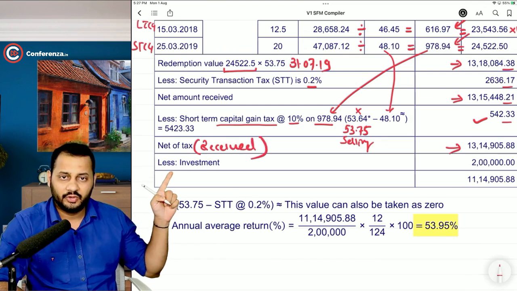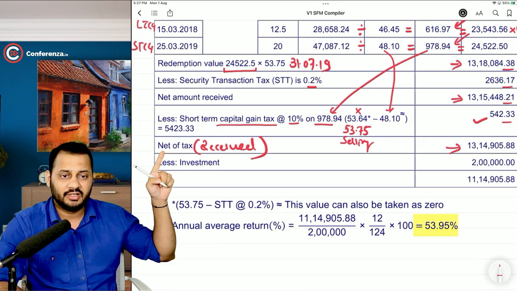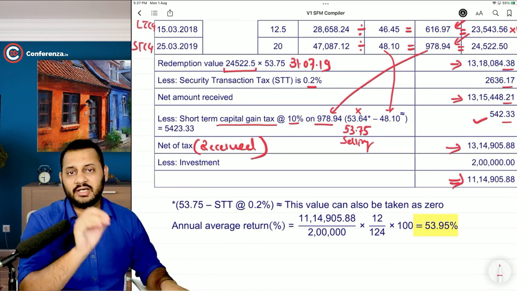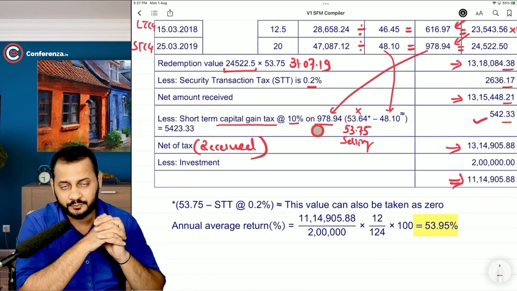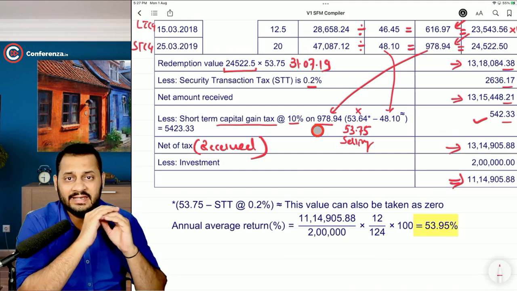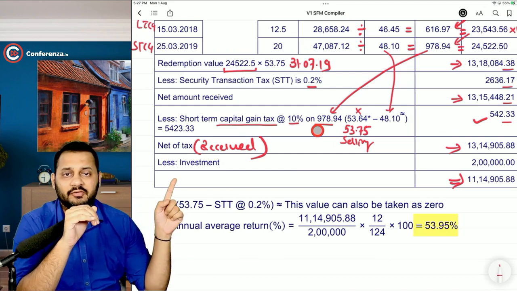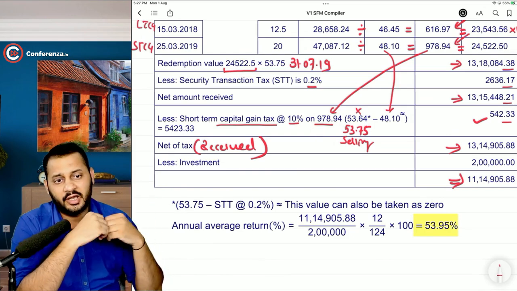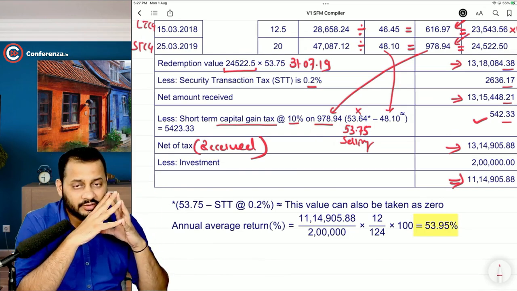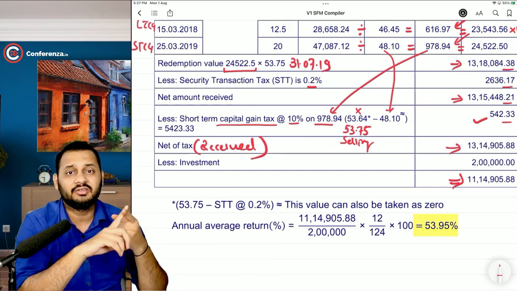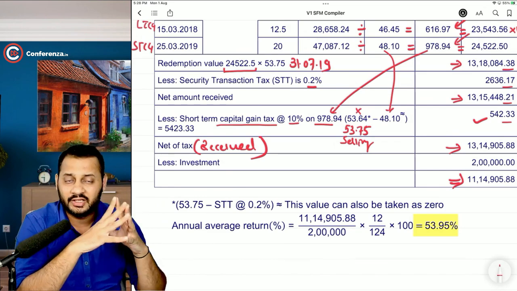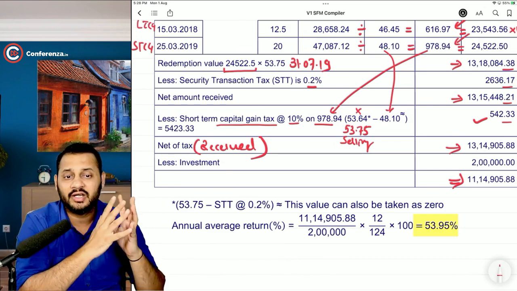So you invested around 2 lakh rupees and you have received around 13 lakh 14,000 rupees. So the total profit is 11 lakh 14,905.88. Am I right? Because you didn't pay anything else apart from this 2 lakh rupees. You didn't pay anything else from your pocket. Everything else is the gain for you. But that's not the gain for 1 year. That 11 lakh rupees is not just the gain for 1 year. It is the gain for around 124 months.